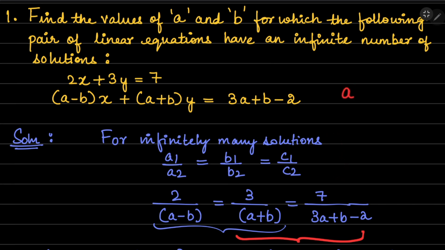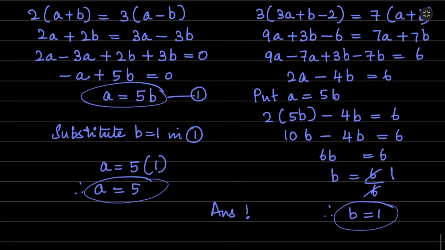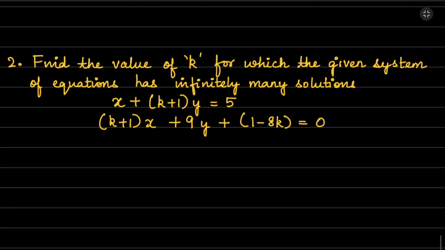If it is a unique solution, A1 by A2 is not equal to B1 by B2 is something we have to remember. For infinitely many solutions, all the three ratios are the same. Again, for no solution, A1 by A2 is equal to B1 by B2, but this is not equal to C1 by C2. So this is the ratio wherein the lines are parallel and there are no solutions. So these three conditions you should immediately remember. Right? So we have got the final answer. Let's go ahead, do the next question.